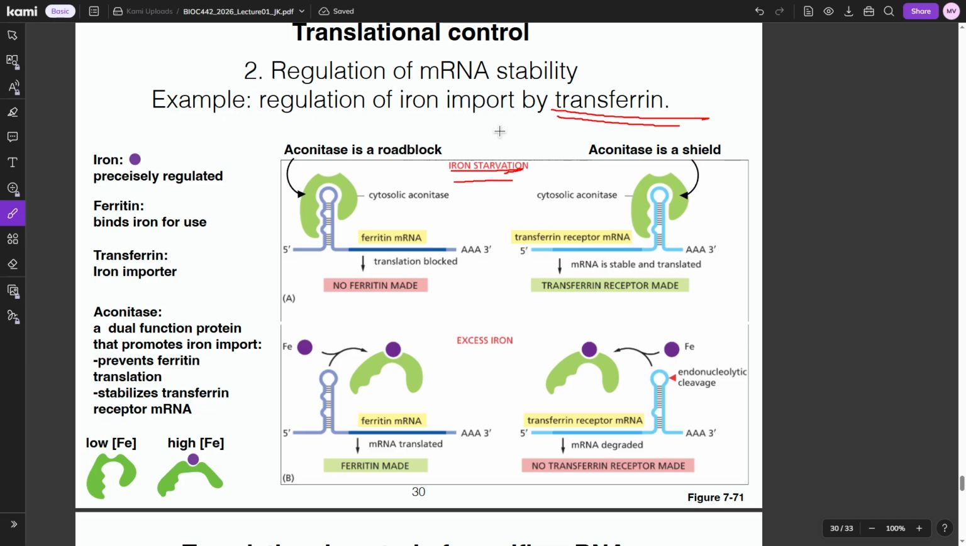So what's going to happen is under starved conditions, the aconitase binds to the 5' hairpin, and it stops translation of this ferritin, because you don't want to use iron, you want to absorb more iron, so it actually blocks it here. On the other hand, for the transferrin mRNA, there is a 3' hairpin, and this 3' hairpin actually acts as a shield to stop degradation. So when this is there, it prevents degradation, and therefore translation of this mRNA can occur more readily.